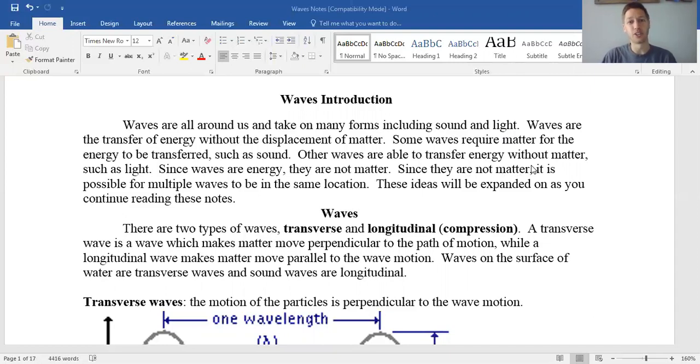Like, well, how does the sun's energy get to us? Isn't there something out there that the light has to travel through? So light's pretty much the only thing that doesn't need anything to travel through, but everything else does.